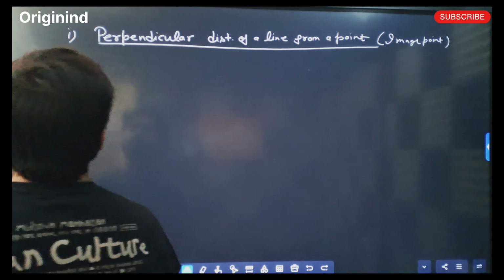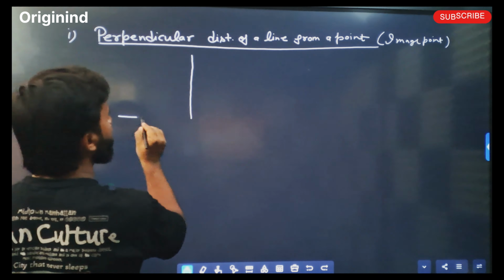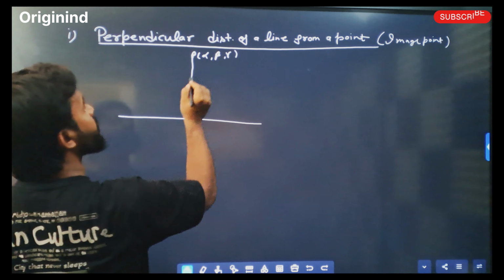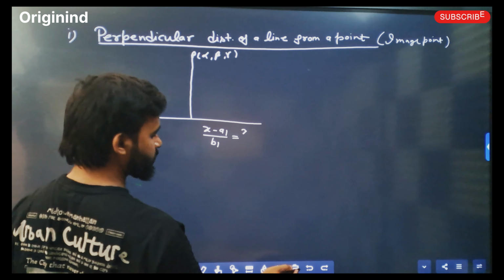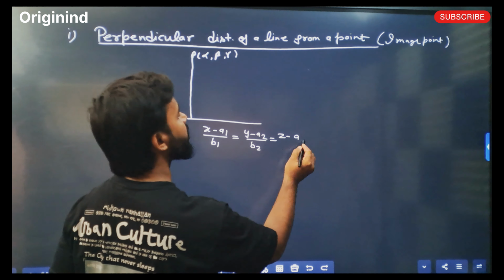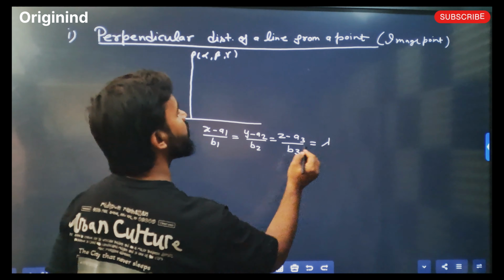So what are we doing? He is simply talking about the perpendicular. We have a line and a point P, with coordinates alpha, beta and gamma. The line is (x minus a1) divided by b1, equal to (y minus a2) divided by b2, equal to (z minus a3) divided by b3, equal to lambda. This is the straight line, with points Q and R on it. This point S is called the foot of perpendicular.